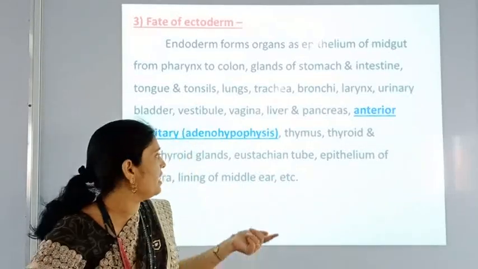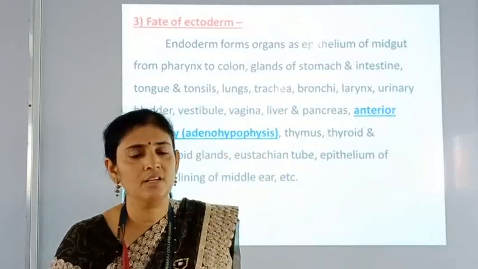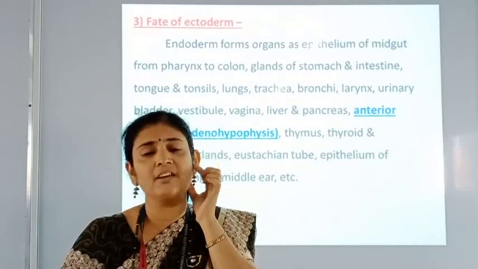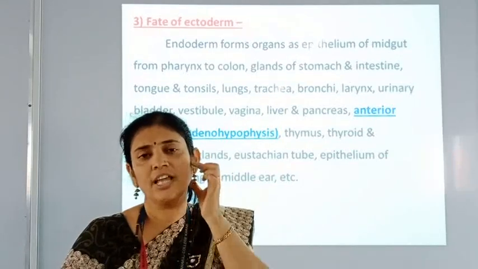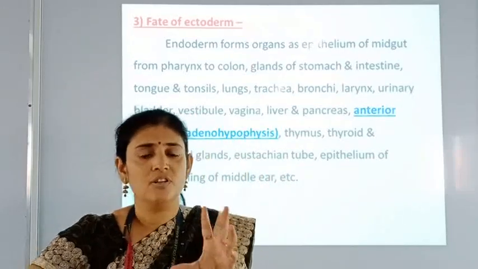And then the Eustachian tube. This Eustachian tube starts from our middle ear and comes up to the pharynx region. That structure we have studied in the details of the structure of the ear.